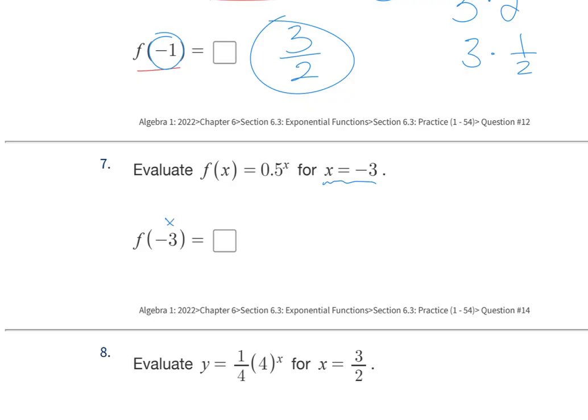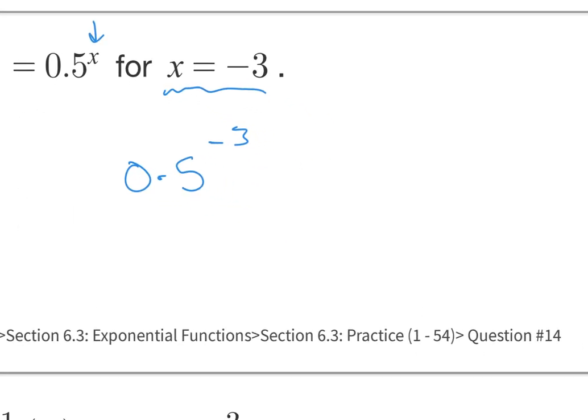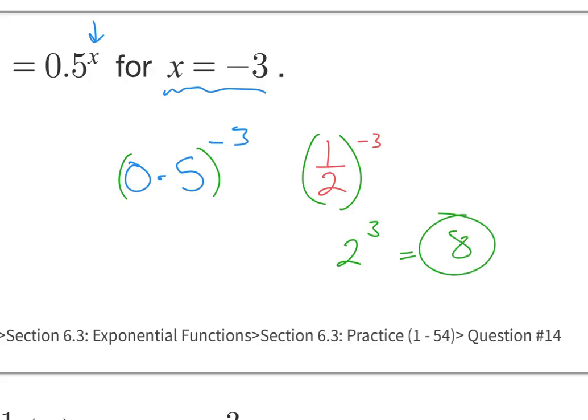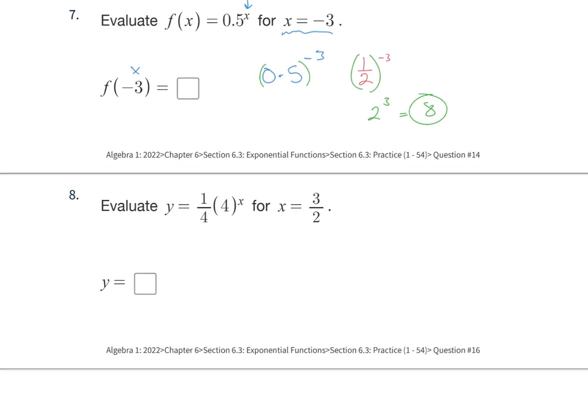Evaluate f of x equals 0.5 to the x power for x equals negative 3. So there's our x. We're going to plug it in right there. 0.5 to the negative 3 power. We did one like this in class, and you guys had mentioned changing this to a fraction felt better. Okay, I could see that. So when I am doing a negative exponent to an entire fraction, which is what we're doing there, it flips the entire fraction. So this is just 8. 2 to the 3rd power is 8.